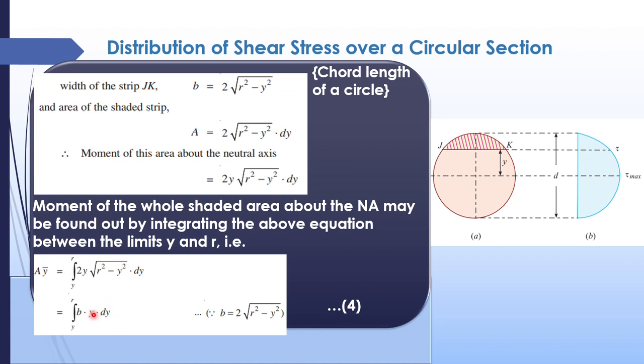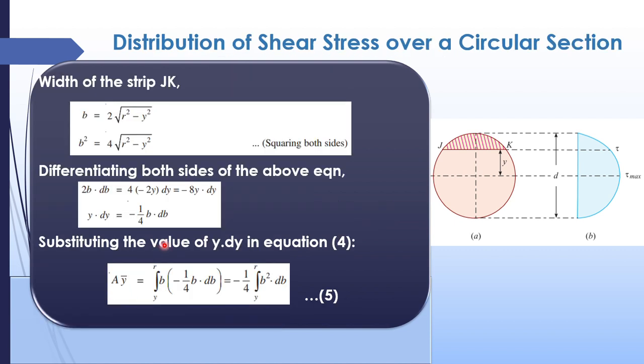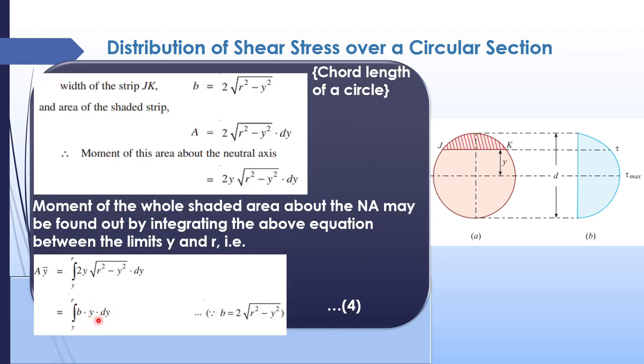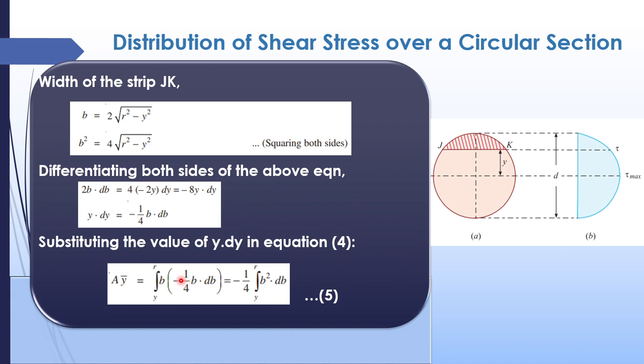Instead of y dy, here we have the integral from y to r of b y dy. So y dy has to be converted in terms of b db. That's why we are doing this particular step. y dy is minus 1 by 4 b db. So this value we put here, minus 1 by 4 b db. Minus 1 by 4 is a constant, we take it outside, and you get the integral from y to r of b square db.